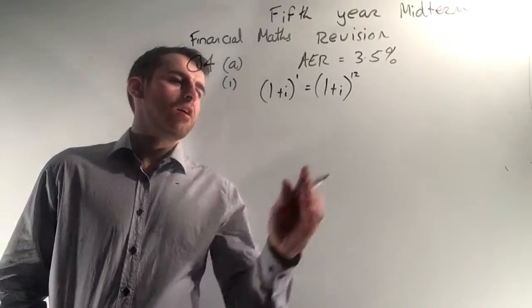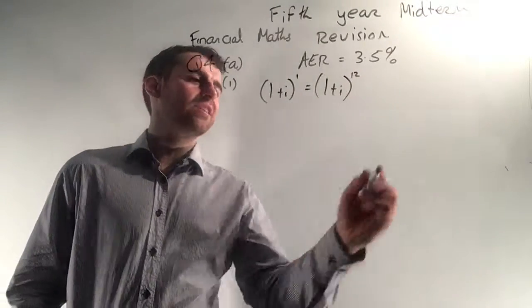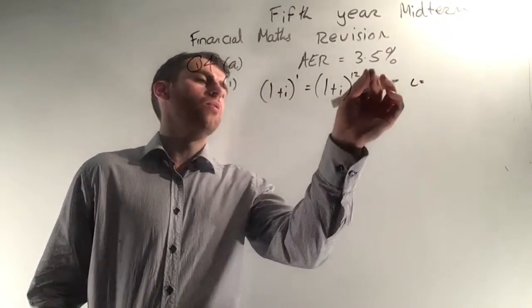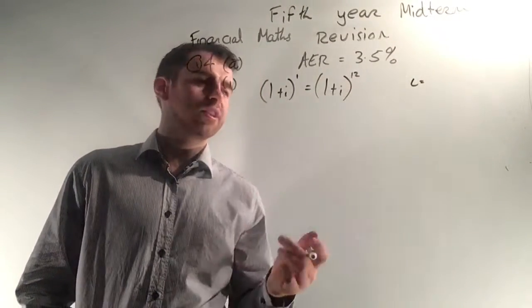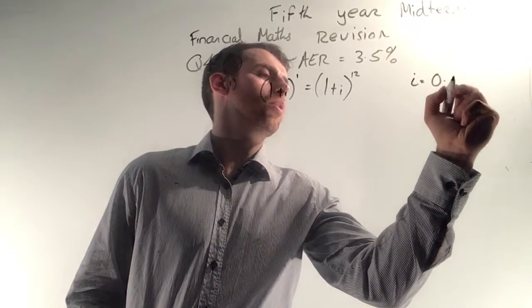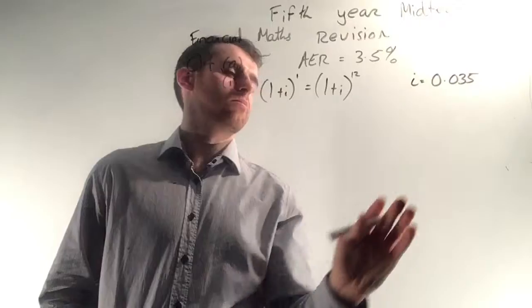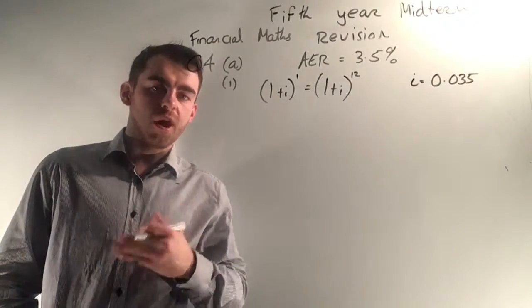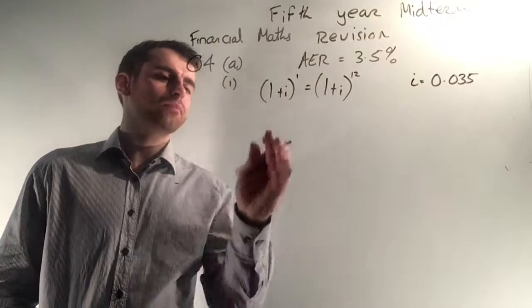Be very wary of percentages. We never use these formulas when we're dealing with percentages. So in order to convert this percentage into a decimal, I need to divide by 100, which means that i is 0.035. So that's my annual interest rate, and I need to find the corresponding monthly interest rate.